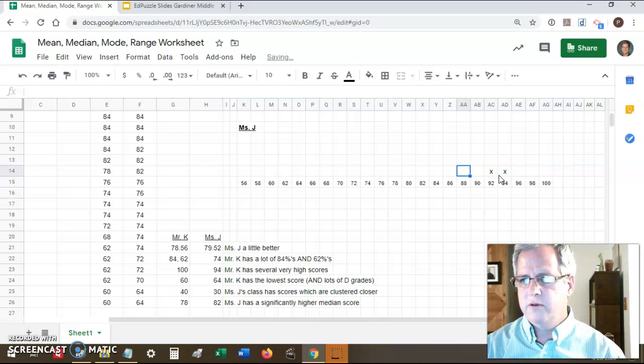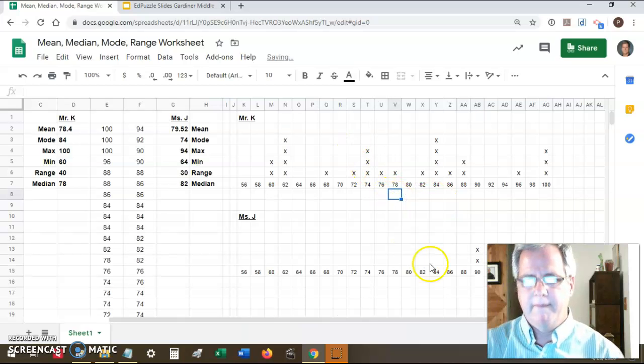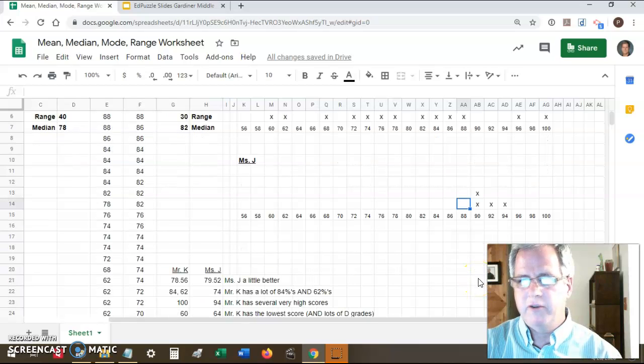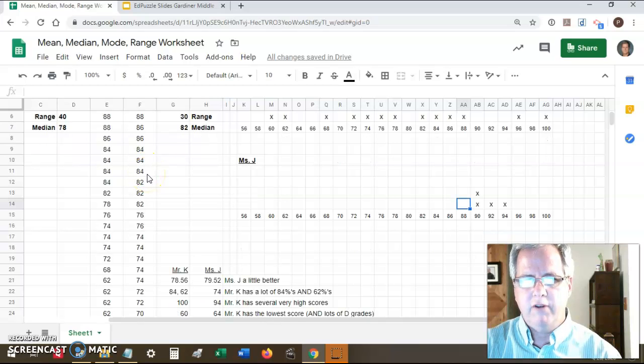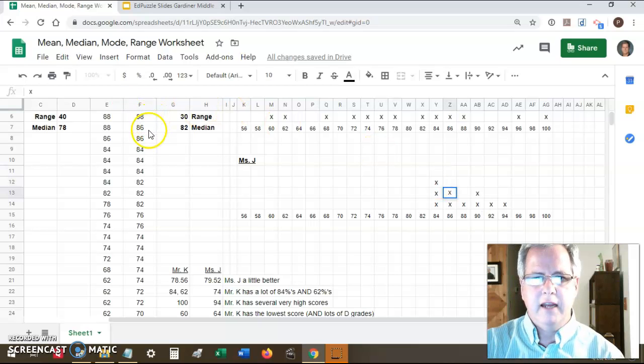94, 92, 90, 90. And my median's making this kind of ugly, so I'm going to get rid of that. And picture in picture, I'm going to have to get this up so you can see this. And then she had 88, 86, 86, and 3 84s. Oops, she had 2 86s, excuse me. 88, 86, 86, 84, 84, 84.